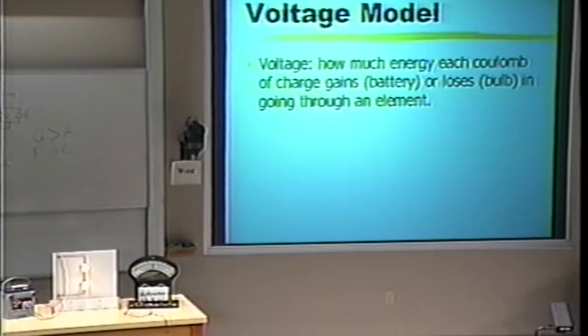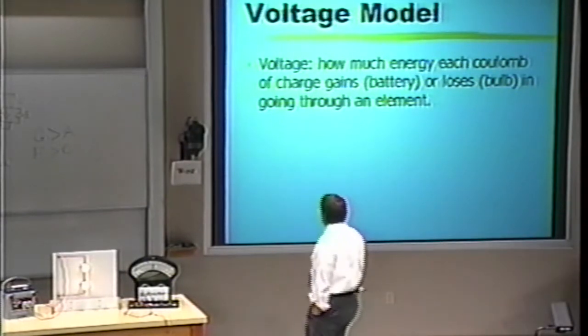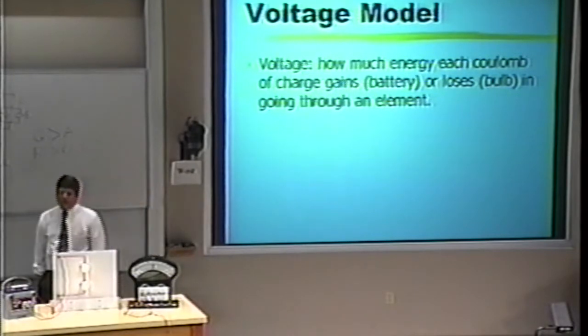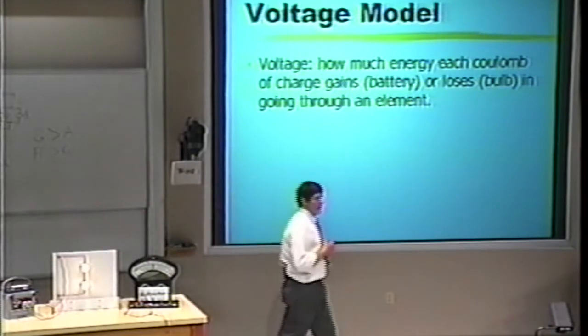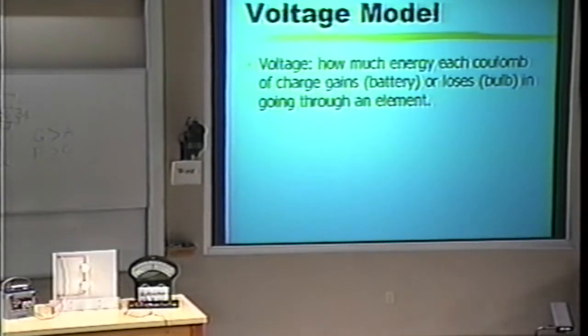Let's summarize a little bit. The voltage model has several key ideas. Voltage itself is nothing more than energy, except it's the energy for each coulomb. That's the only difference. It's the energy for each coulomb, and this is the energy that is either gained in the battery or lost in the bulbs.